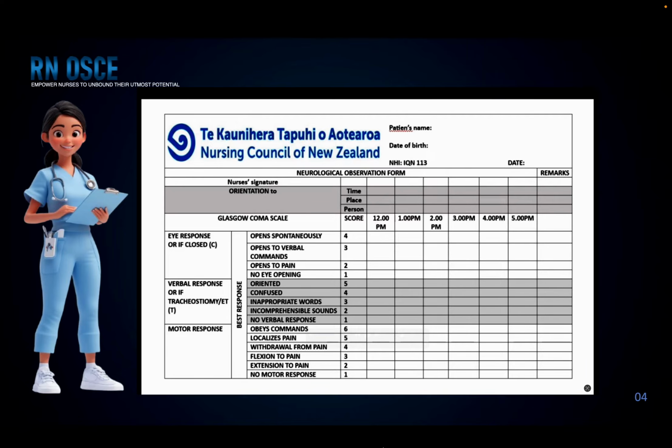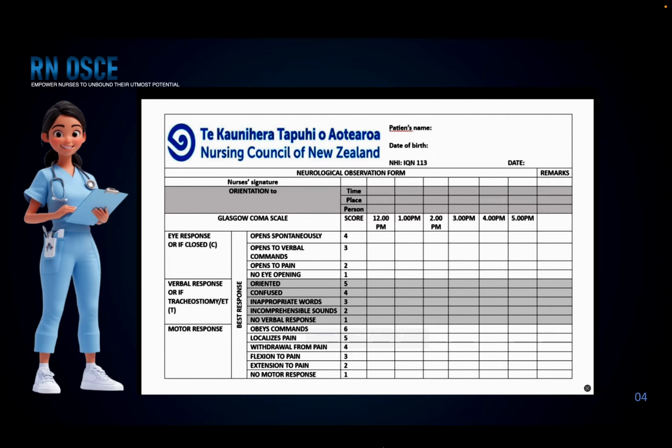If the eyes open only to verbal cues like calling their name, you can score it 3. If the patient opens the eyes only to pain stimuli, like a glabellar tap or orbital pressure, then give it 2. And if there is no eye opening response, you can score 1 point.